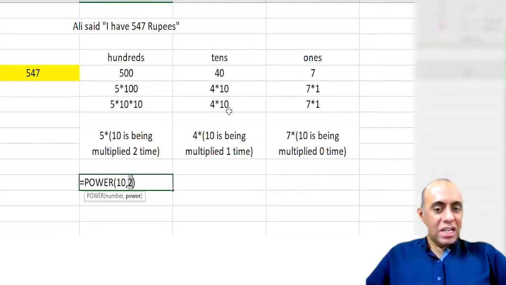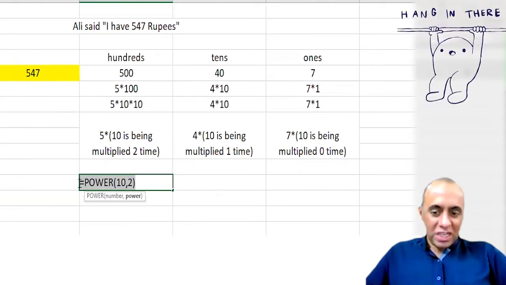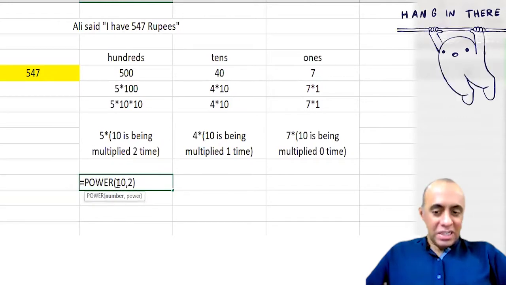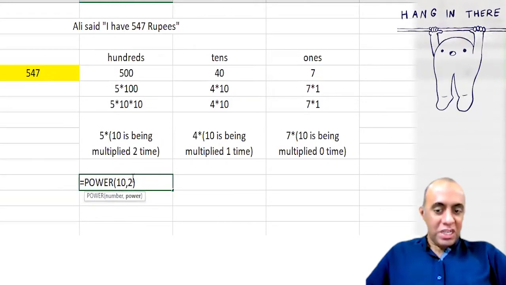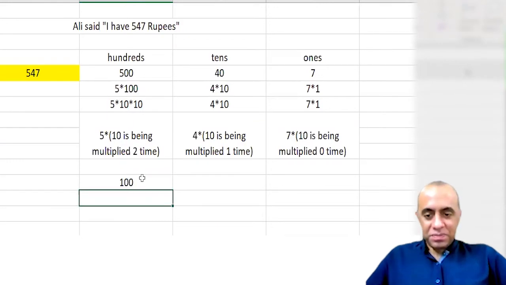Similarly, here I want to say 10 is being multiplied only 1 time. So the 10 is being multiplied 1 time. There is only 10. And similarly, here, this is the confusing part. But mathematically, let me show you that this is a built-in function of Microsoft Excel, which raises the power of 10 by 2, meaning mathematically it says that 10 is being multiplied with 10. So let's see the result.